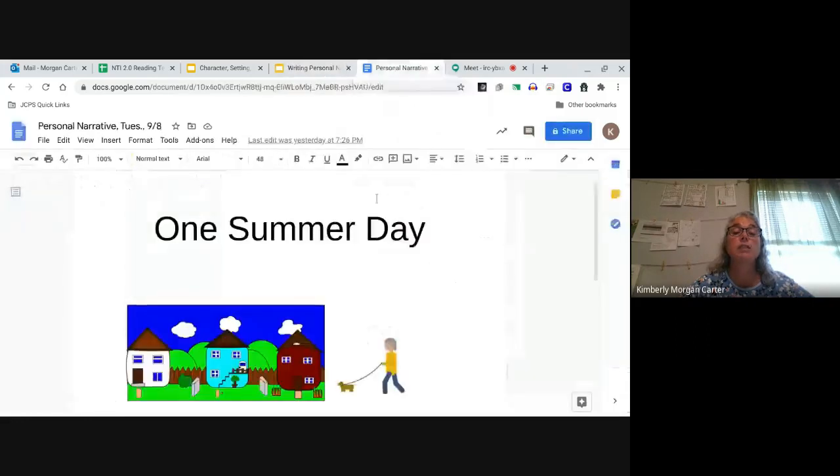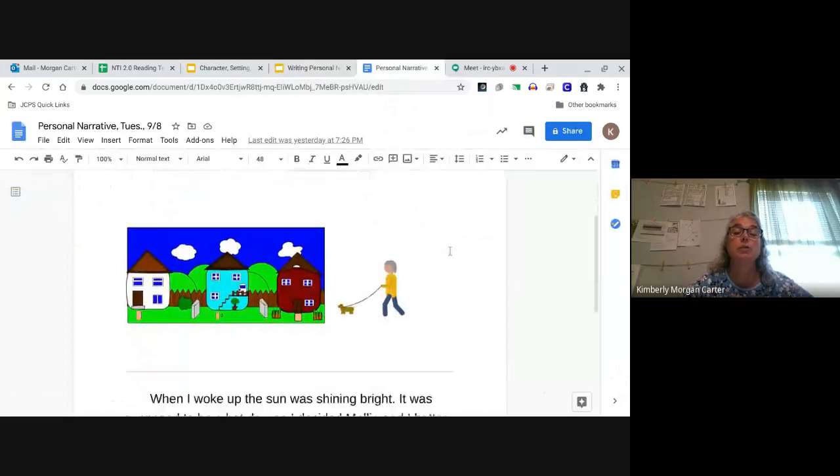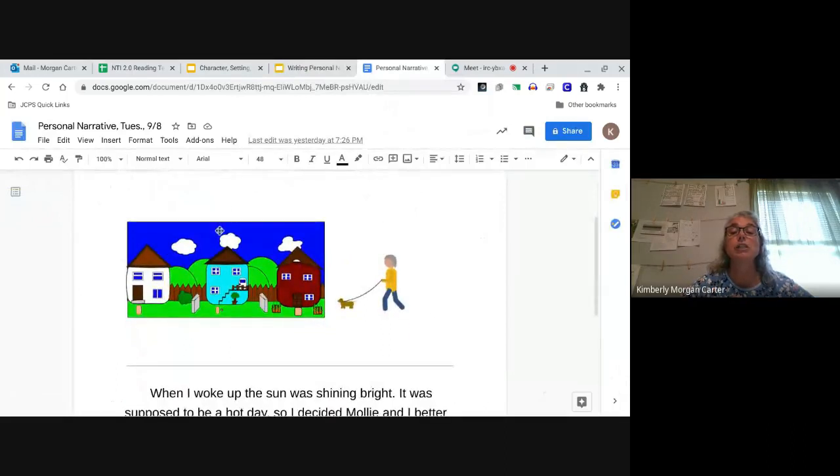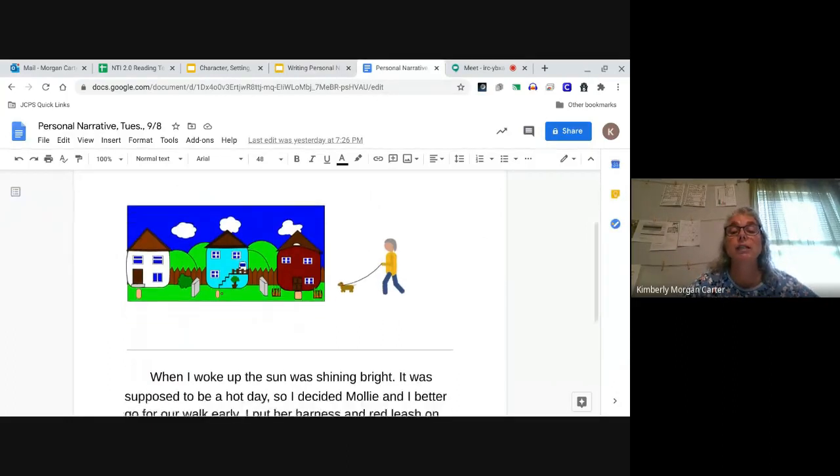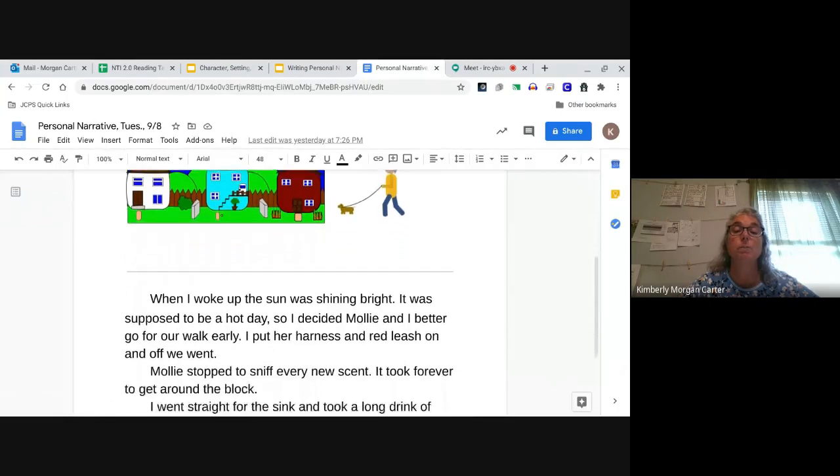Well, my story is called One Summer Day. And here's the picture I worked on. So remember yesterday you were supposed to work on a picture for your story? We weren't worried about the words yet. We were just thinking about what we wanted to write about, so we drew a picture.